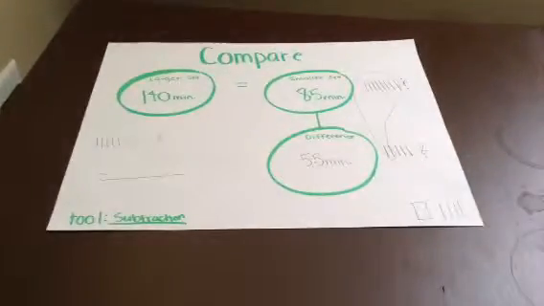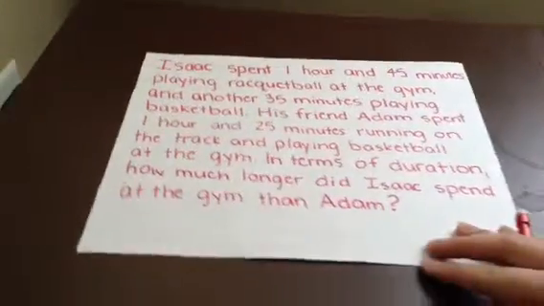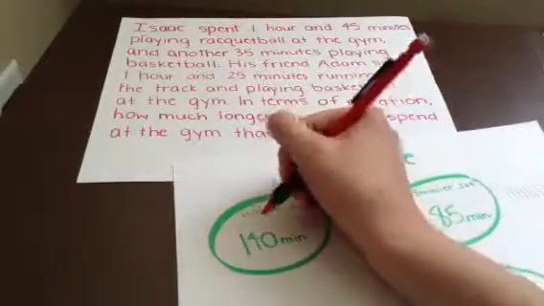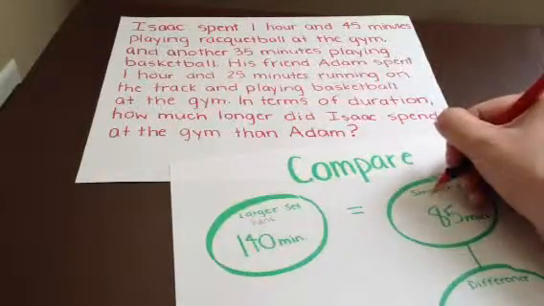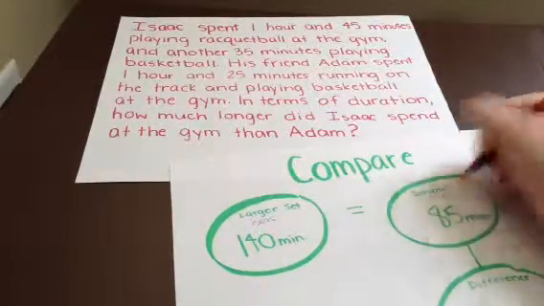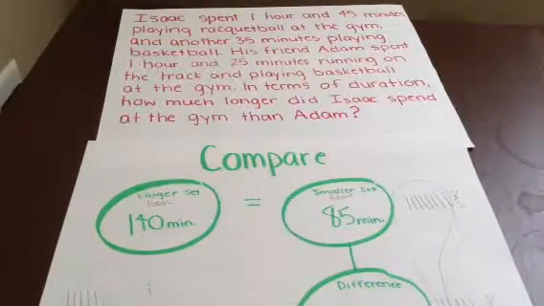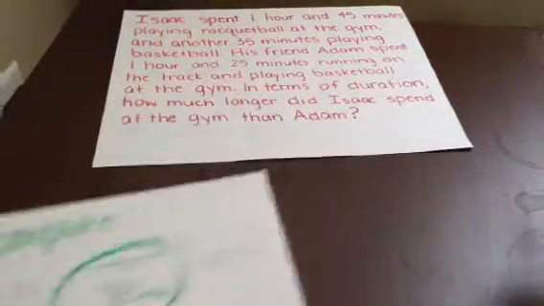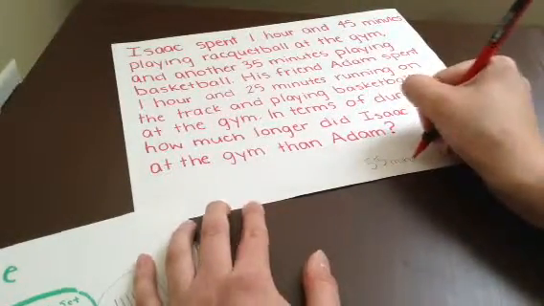So now we can look back at our problem. In terms of duration, how much longer did Isaac spend at the gym than Adam? Oh, and I always like to label these so we know exactly who is the larger set, even though we wrote it down earlier. In terms of duration, Isaac spent 55 more minutes at the gym than Adam did. So our answer is 55 minutes.